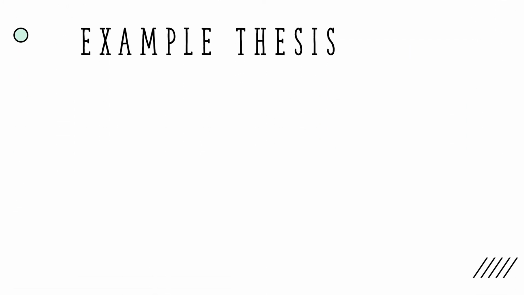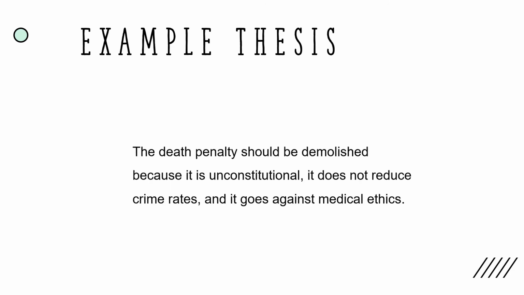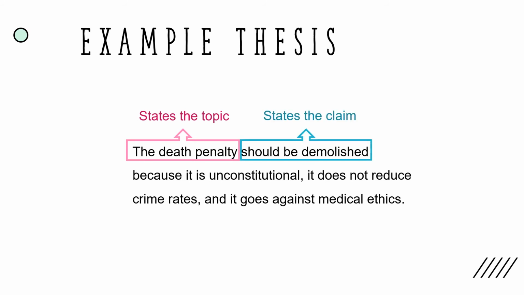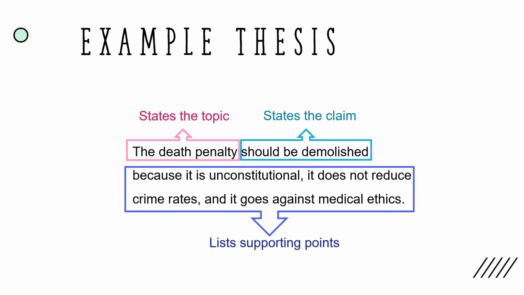Here's an example of a good thesis for an argumentative essay. The death penalty should be demolished because it is unconstitutional, it does not reduce crime rates, and it goes against medical ethics. Notice how this thesis clearly states the writer's topic, the death penalty, states a specific and debatable claim about the topic, the death penalty should be demolished, and lists the writer's supporting points. The death penalty is unconstitutional, it does not reduce crime rates, and it goes against medical ethics.